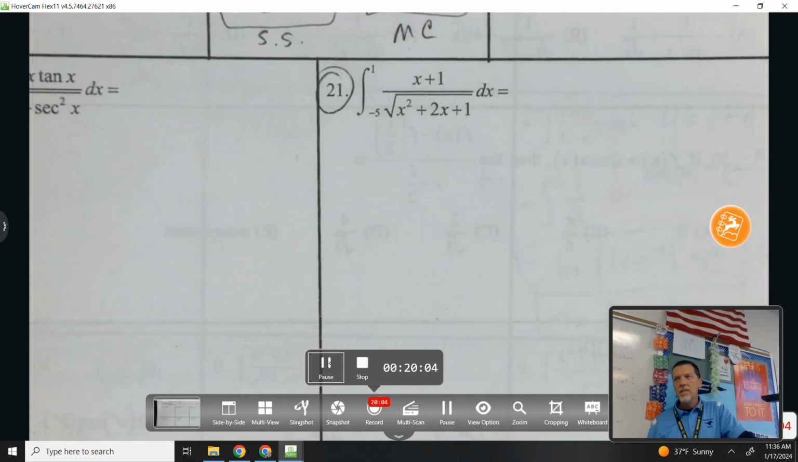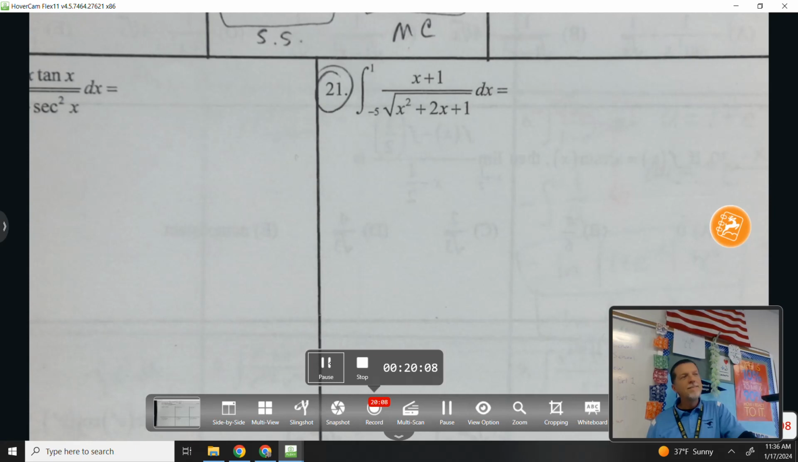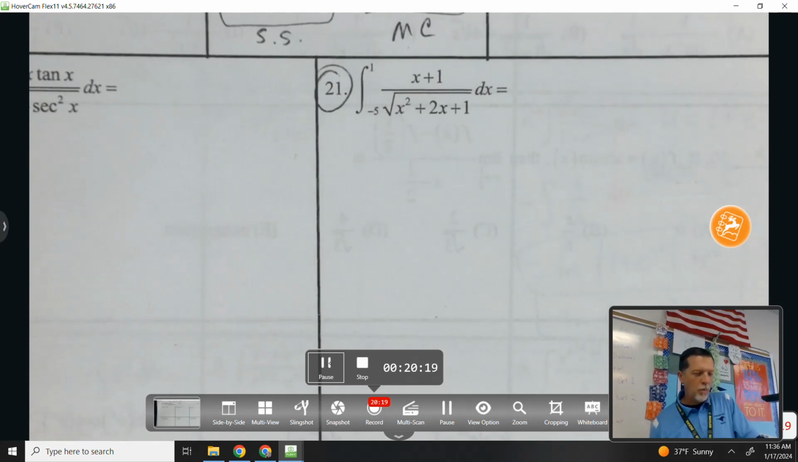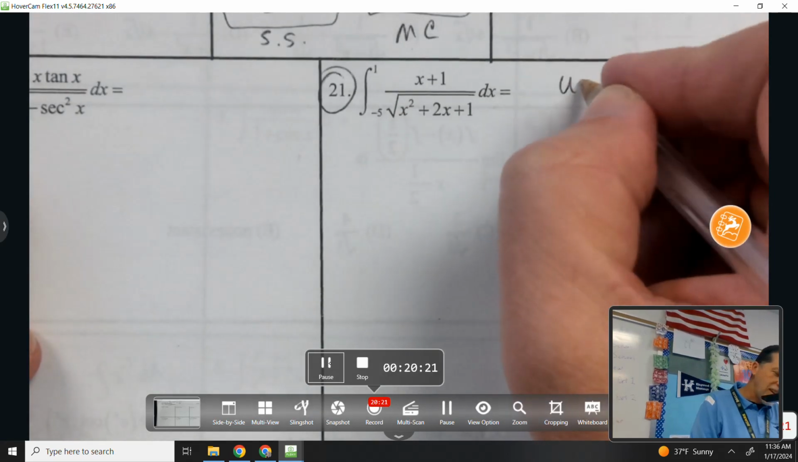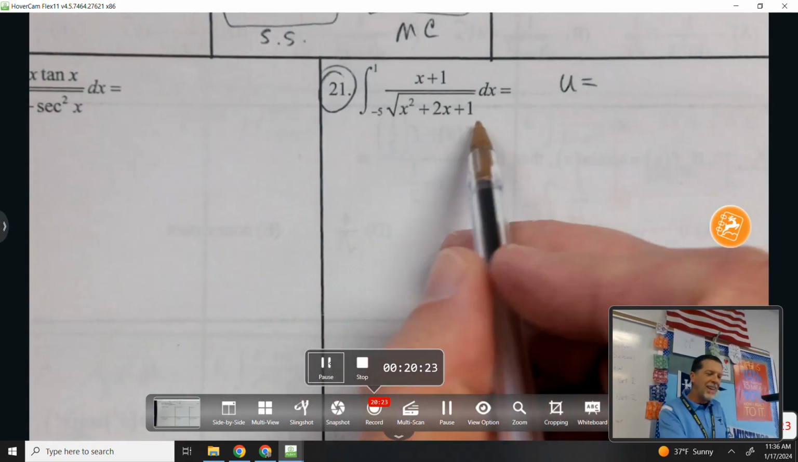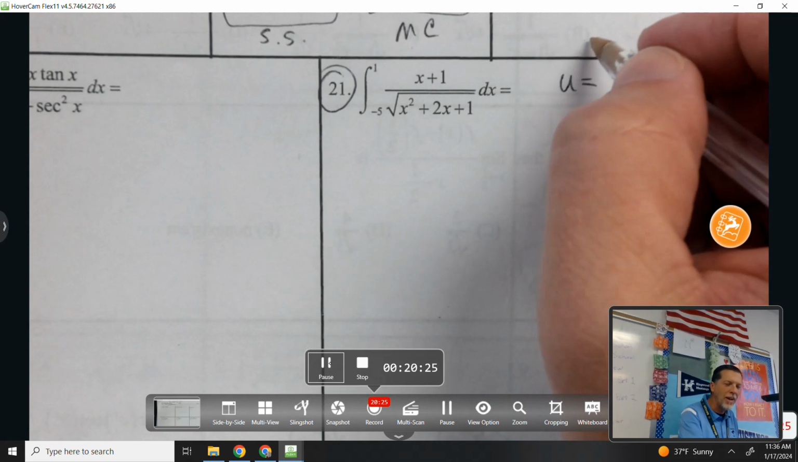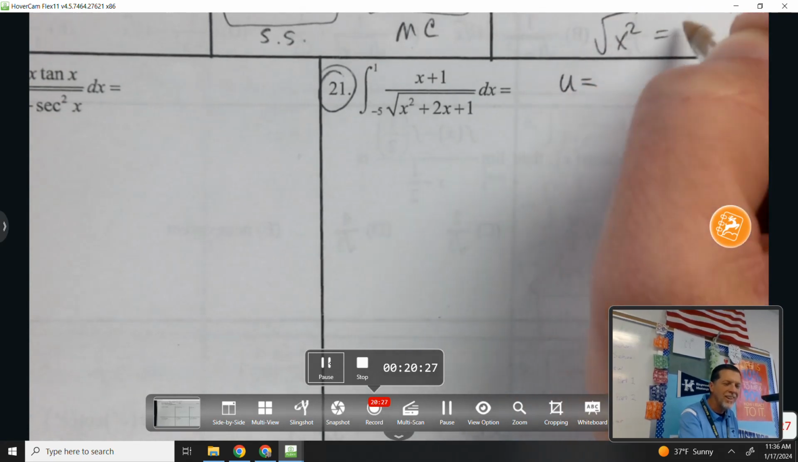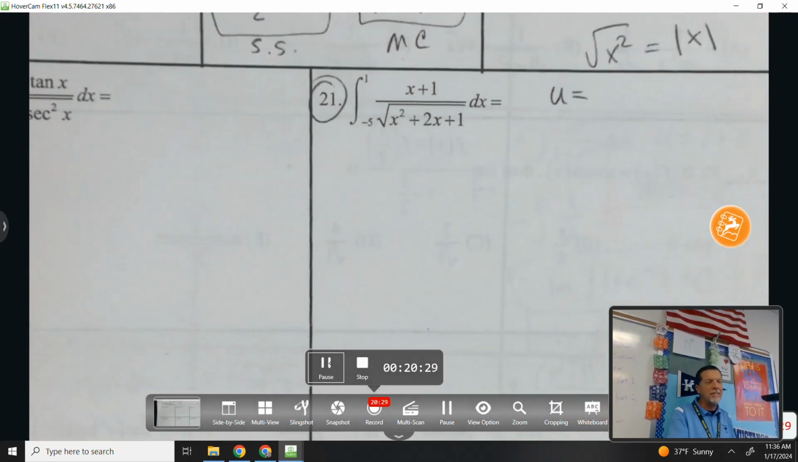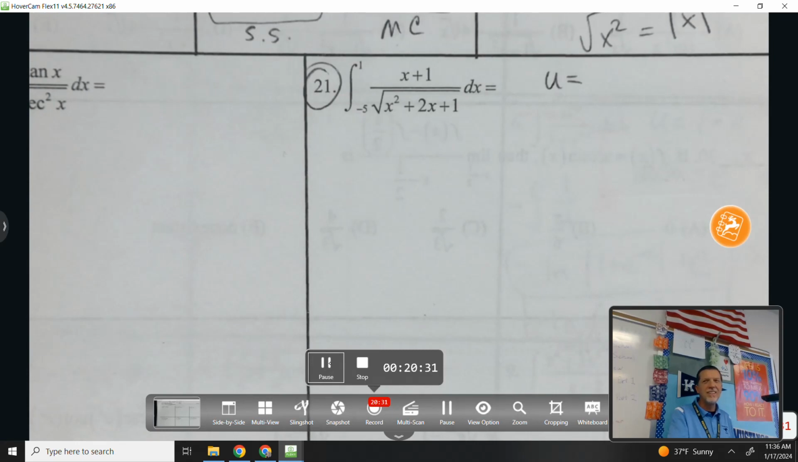Thoughts on 21 for a U? It's in the bottom. I don't know, isn't the bottom just x plus 1? Okay, so this one is, I don't think I meant to do this. It is, except you have to be careful about the square root of x squared is really the absolute value of x. Ugh. And then, yeah, I don't want to mess with that.